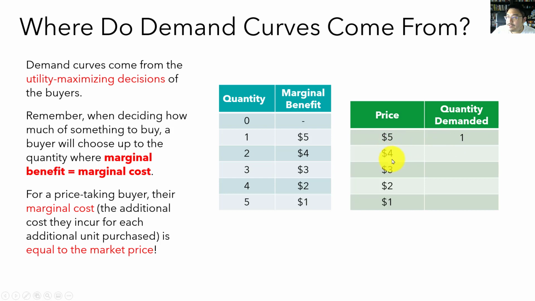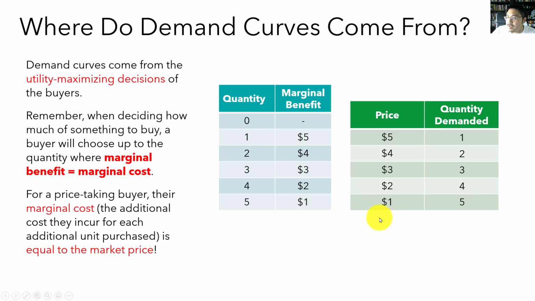So now what about $4? When price is $4, the marginal cost to this person is 4, and so he's going to buy up to the point where marginal benefit equals 4, and that happens at a quantity of 2. And so when the price is 4, he's going to buy 2 units, right? And when the price is $3, the marginal cost is 3, so he's going to buy up to the point where marginal benefit is also 3, and that happens at 3 quantity. And so at a price of 3, he's going to buy 3 units, right? And so using the same logic, we can fill out the rest of the table. At a price of $2, he's going to buy 4, and at a price of $1, he's going to buy 5.